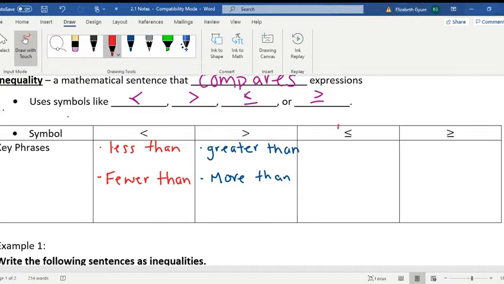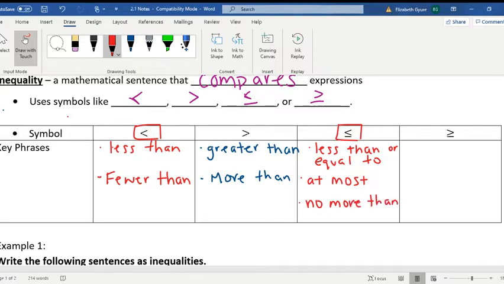Now, this symbol is similar to this first one, right? They're both pointing the same direction, but what does that line underneath it mean? Yeah, or equal to. So this is going to be less than or equal to. And there's a few other ways we can write less than or equal to. We can also say at most. And we can also say no more than. Okay. So less than or equal to, maybe you have to be less than or equal to 6 feet to ride the roller coaster. That would mean the same.